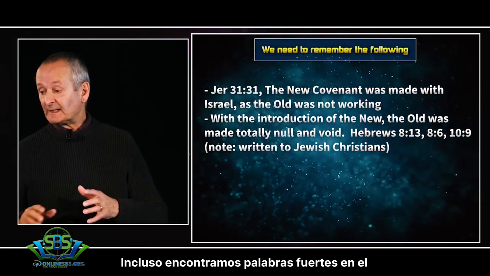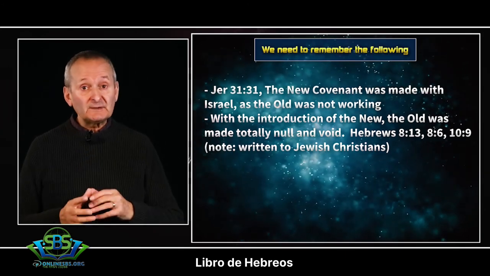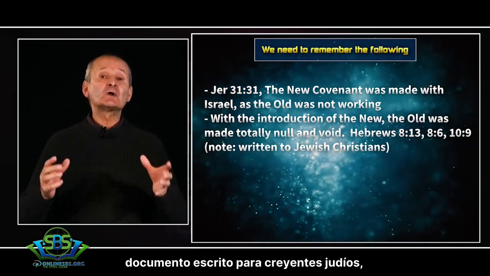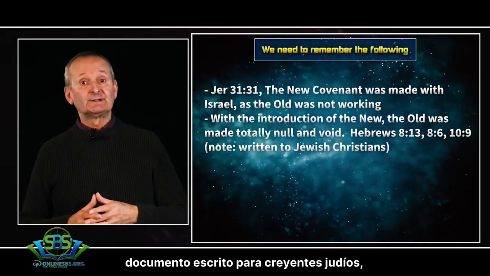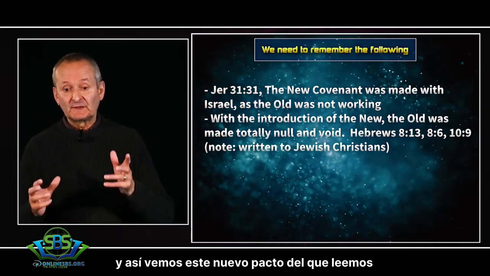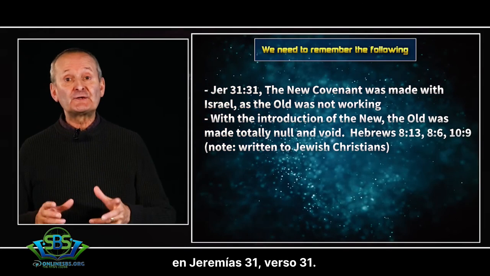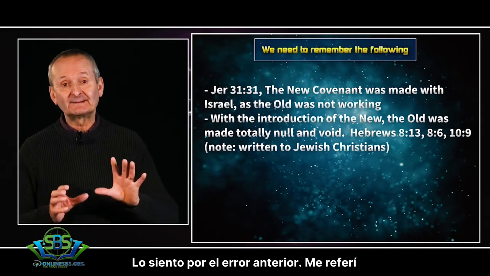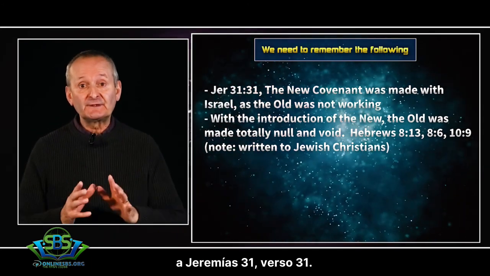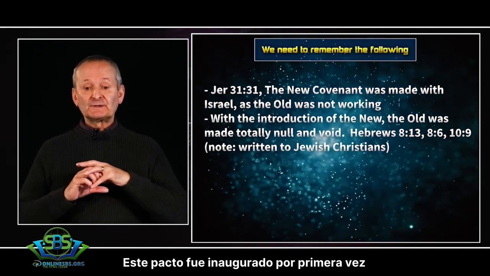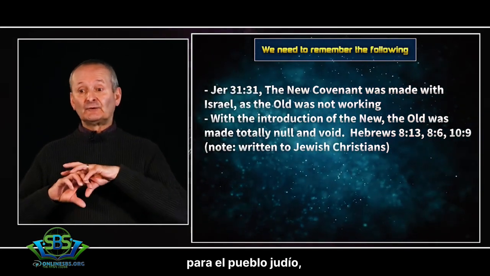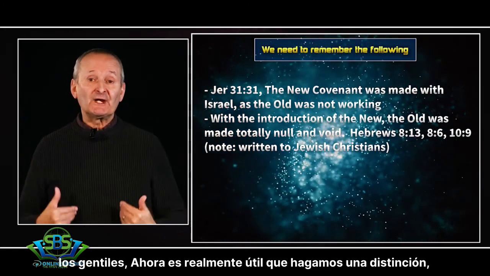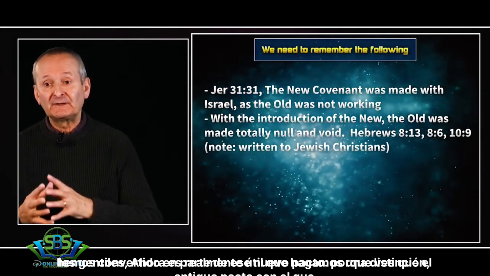Even we find strong words in the book of Hebrews. You remember the book of Hebrews was a document written to Jewish believers. And so we see this new covenant which we read about in Jeremiah 31 verse 31. I said 33 verse 33 before, that was incorrect. Jeremiah 31 verse 31. This covenant was first inaugurated for the Jewish people, the house of Judah, the house of Israel, and we Gentiles have become part of that new covenant.